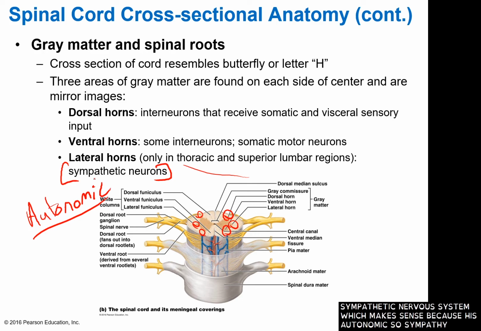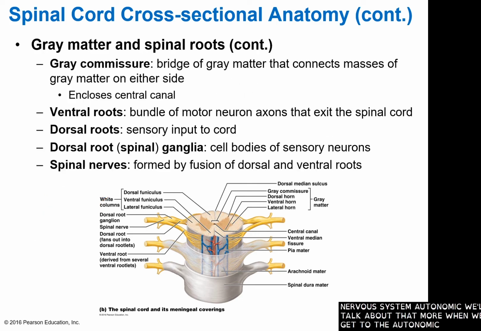So sympathetic nervous system, autonomic. We'll talk about that more when we get to the autonomic nervous system. That gray commissure is the bridge that connects left and right, and it's gray matter, and it encloses the central canal. And then the ventral roots, dorsal roots, and the dorsal root ganglia.